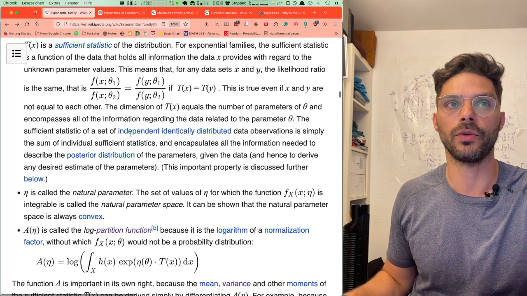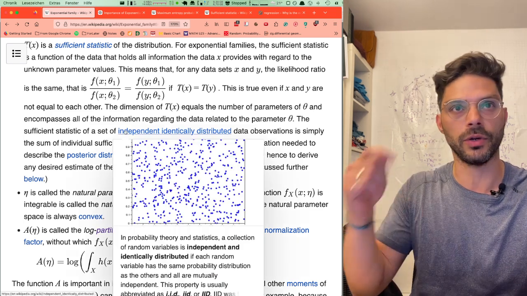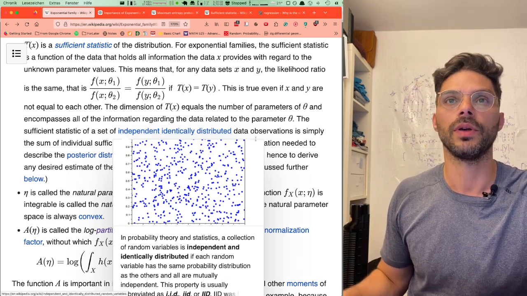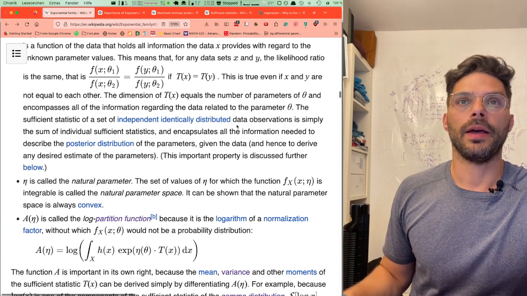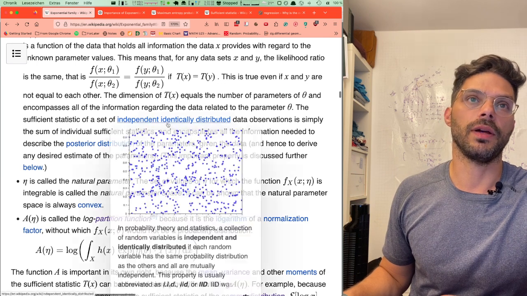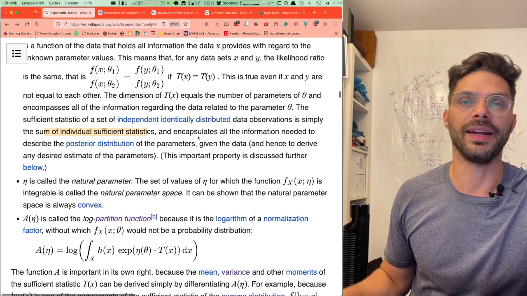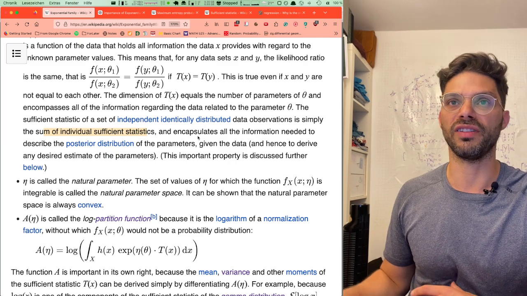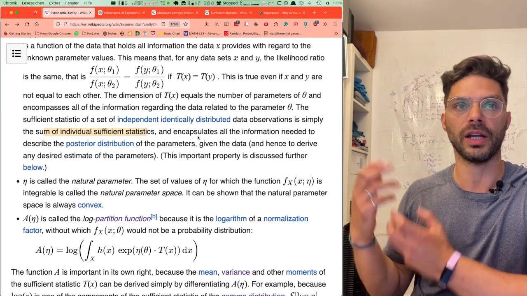And then it has some cool properties for when your data is IID, so when you're just sampling points independently, getting multiple samples that are all distributed the same way and are independent of each other. The sufficient statistic of a set of IID data is simply the sum of individual sufficient statistics and encapsulates all the information needed to describe the posterior distribution. So it's just saying that you can combine the statistics of your data in a very simple way.